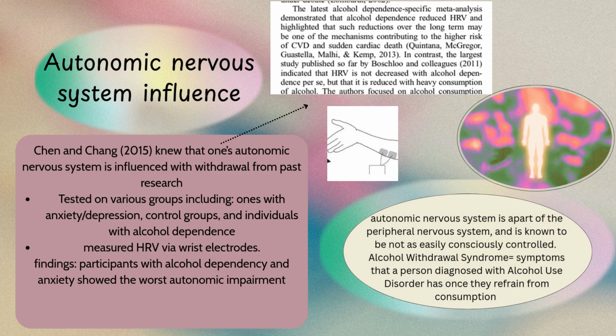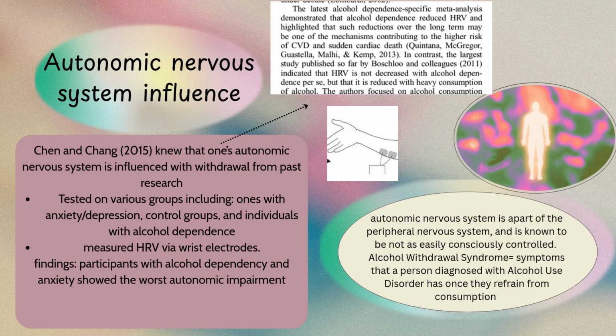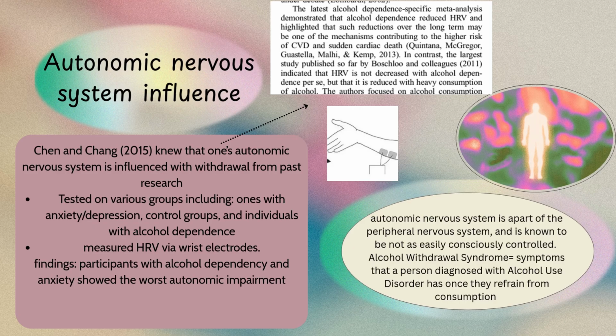Last but certainly not least will be how one's autonomic nervous system is influenced during withdrawal within an alcohol-dependent individual. If you look at the bottom right corner, Shapiro mentioned this briefly, and it is defined as developed symptoms of a person with alcohol use disorder and will be experienced when they stop consumption. And it is possible for this to be dangerous or even life-threatening.